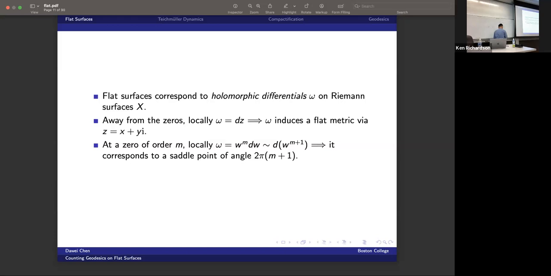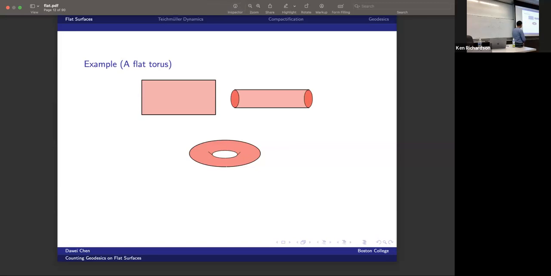Let's look at some global example. So here's the example of a flat torus. I start from this parallelogram. I identify the top and bottom edges by translation and the left and right edges by translation. If I do the top and bottom one first, I get a flat cylinder, and then I still have to glue the left and right boundary of the cylinder, and then you get a flat torus.